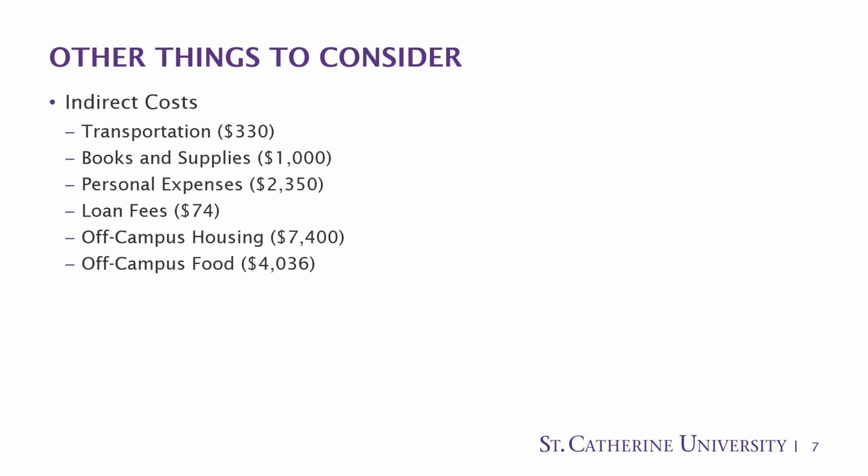Personal expenses related to attending college is estimated to be $2,350 a year and can include anything that might come up while you are in school. Loan fees are usually assessed if you borrow a loan, which we will cover later, and is estimated to be $74 a year. Finally, for students who choose to live off campus, you will want to budget out for housing and food expenses on your own. Here, we estimate $7,400 for housing if you choose to live independently, and $4,036 for food.